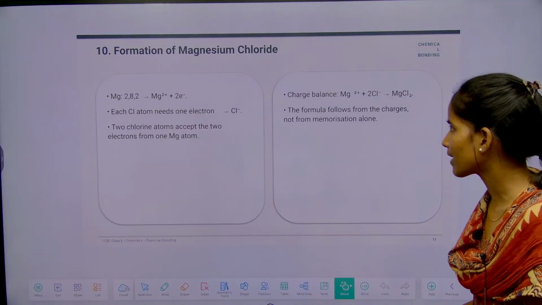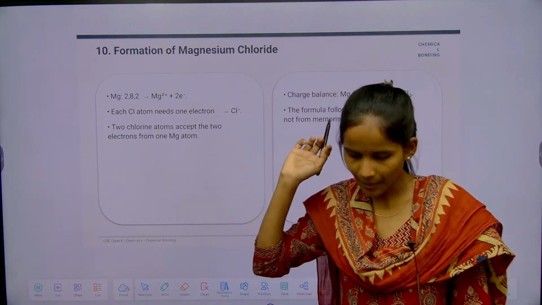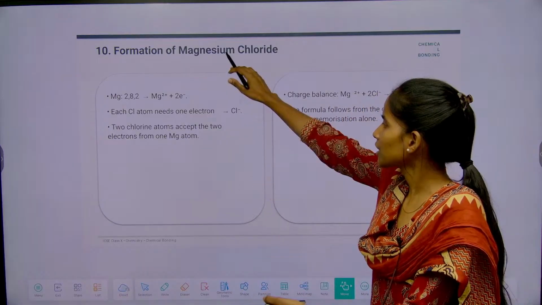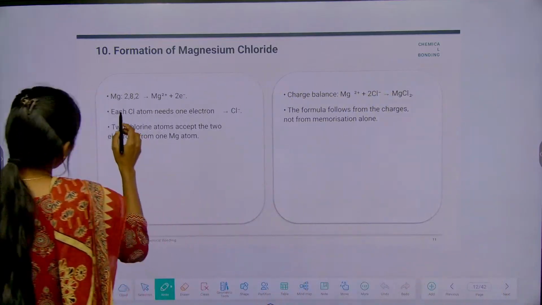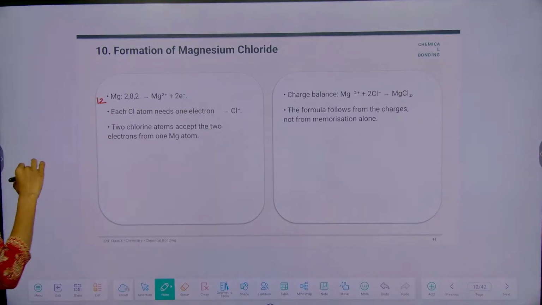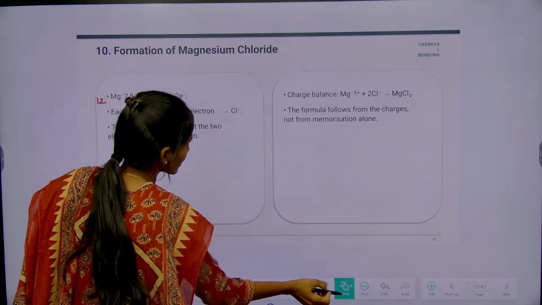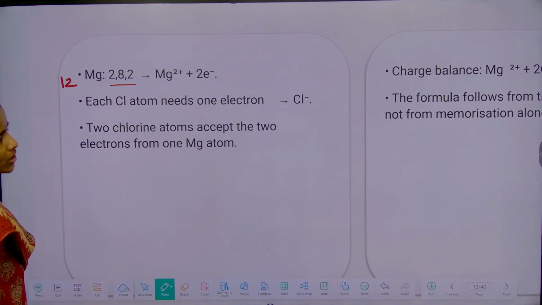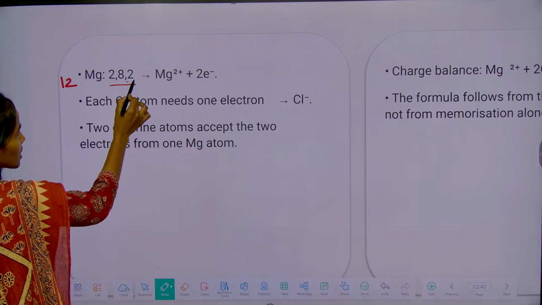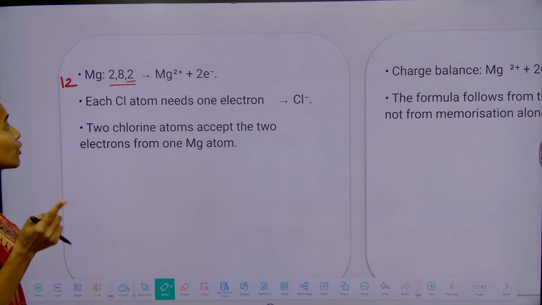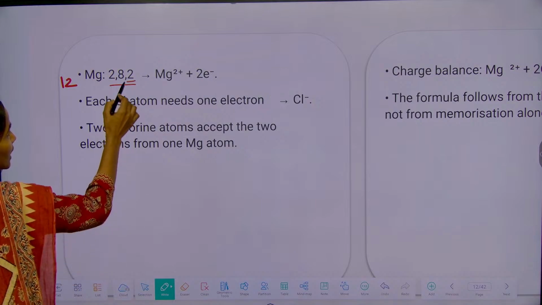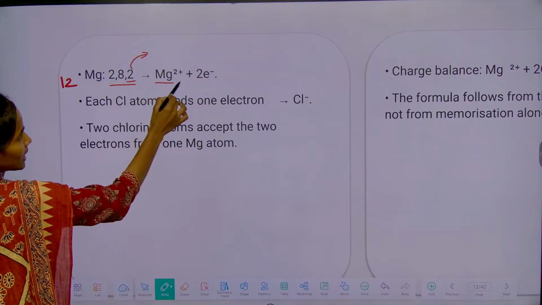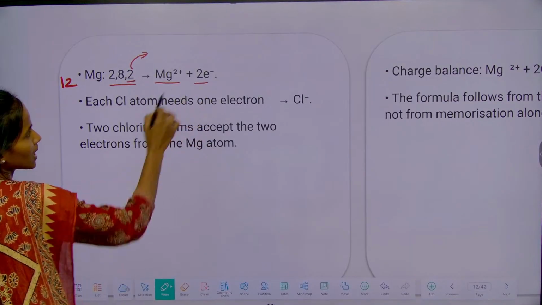Now in a similar way, if you see magnesium and chlorine, magnesium chloride will also form an ionic bond. Magnesium's atomic number is 12, right? So the configuration is 2, 8, 2 in K shell, L shell and M shell. In the outermost shell it has only 2 electrons. In order to get octet configuration, it will lose these 2 electrons. So by losing them, Mg gets a +2 charge as 2 electrons are removed.